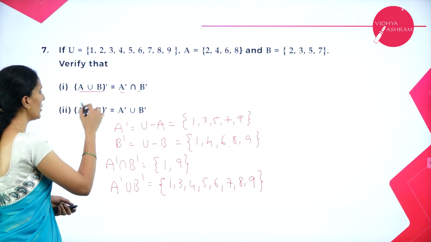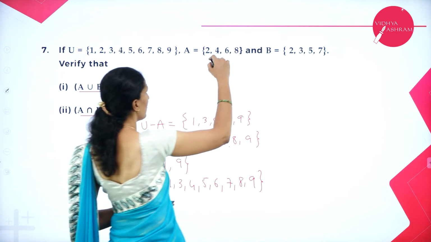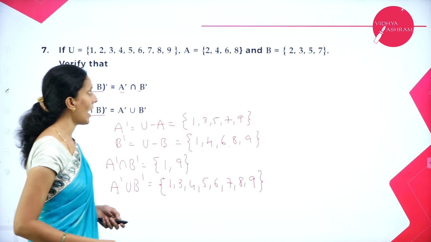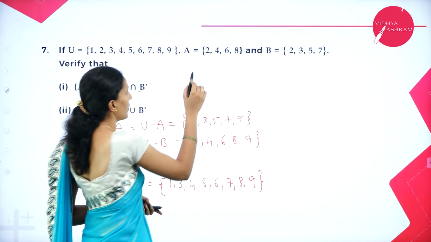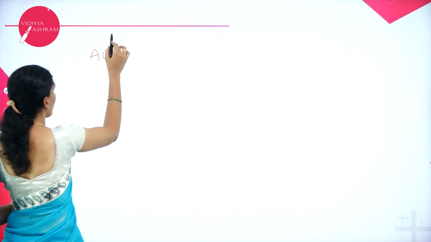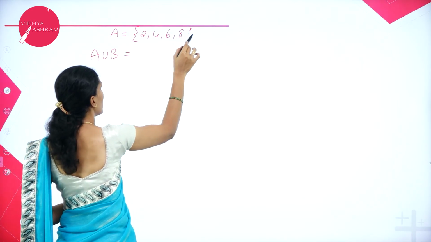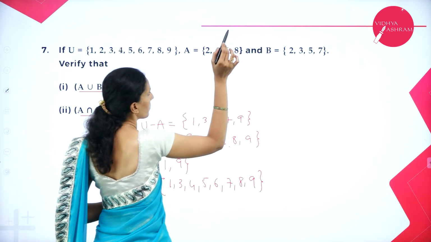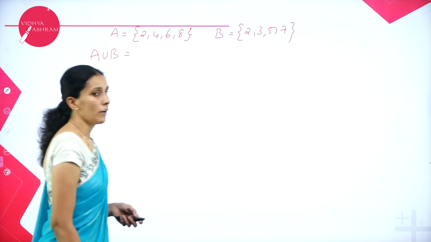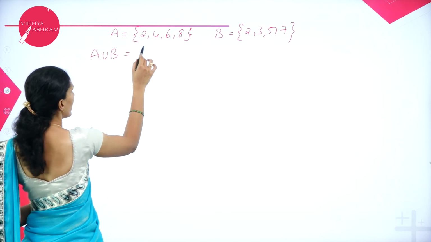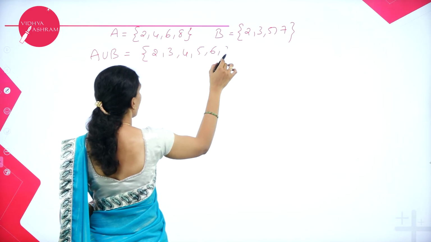Next we will go for A union B and A intersection B. So what is A union B? A union B means writing all the elements from A and B. So we have A equal to 2, 4, 6, 8 and B equal to 2, 3, 5, 7. First, let me write A union B. What is A union B? 2, 3, 4, 5, 6, 7, 8.